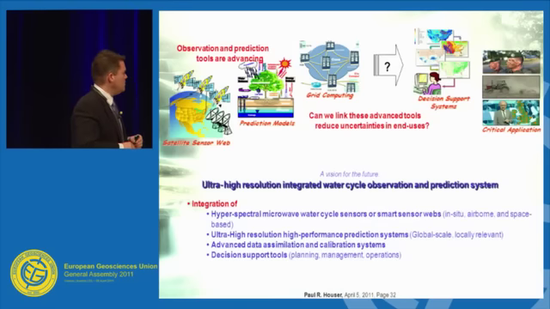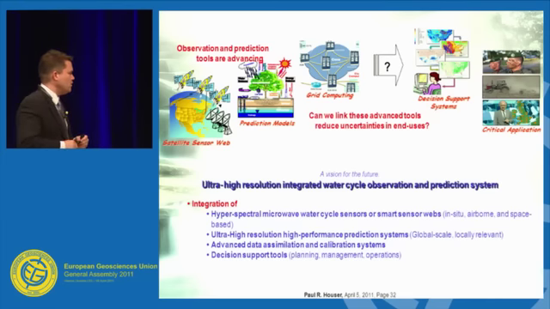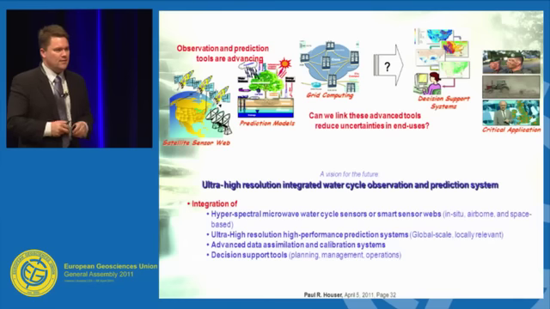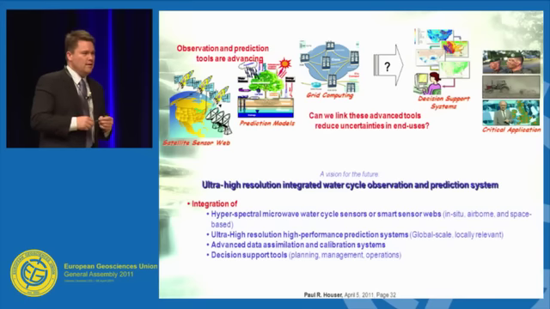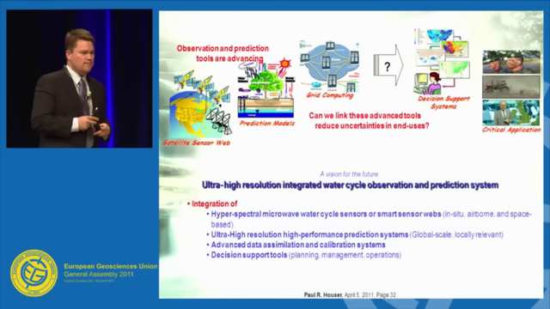And that brings me to my last slide. My vision for the future: an ultra-high resolution integrated water cycle observation and prediction system, integrating together hyperspectral microwave water cycle sensors or smart sensor webs, ultra-high resolution, high-performance prediction systems like the Land Information System, advanced data assimilation and calibration systems, and then also, we can't forget the decision support tools at the end, the reason we're doing all this. Are we using the right tools to answer the questions? Well, that probably depends on what the questions are, but if the questions are how is the water cycle changing and can we predict it, we really need to advance beyond our current capacity of prediction in order to answer those questions. Thank you.